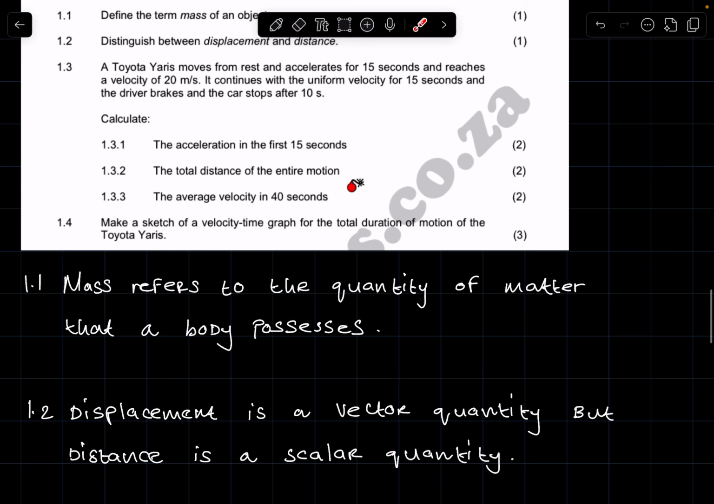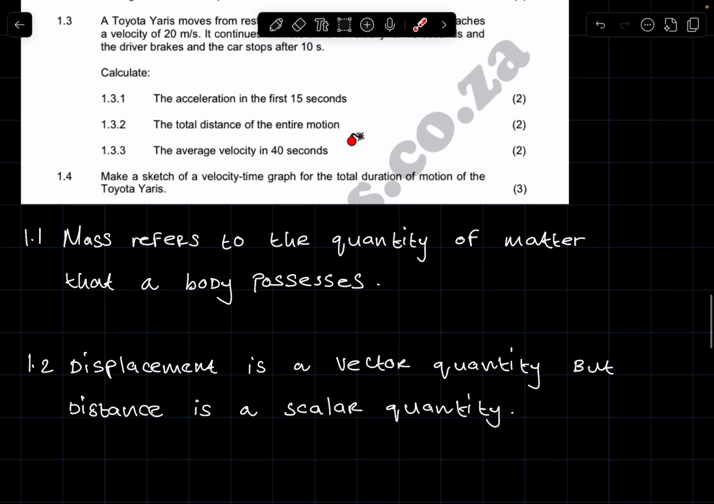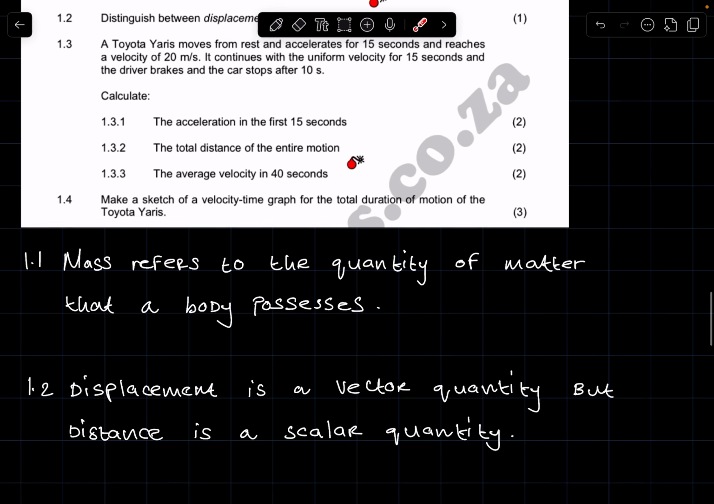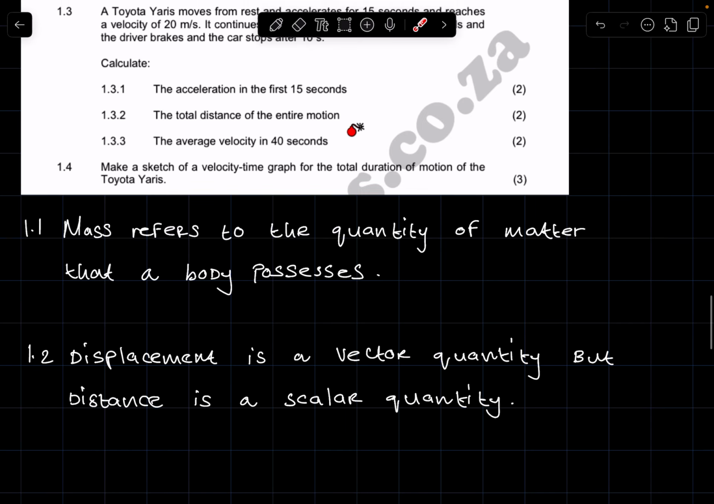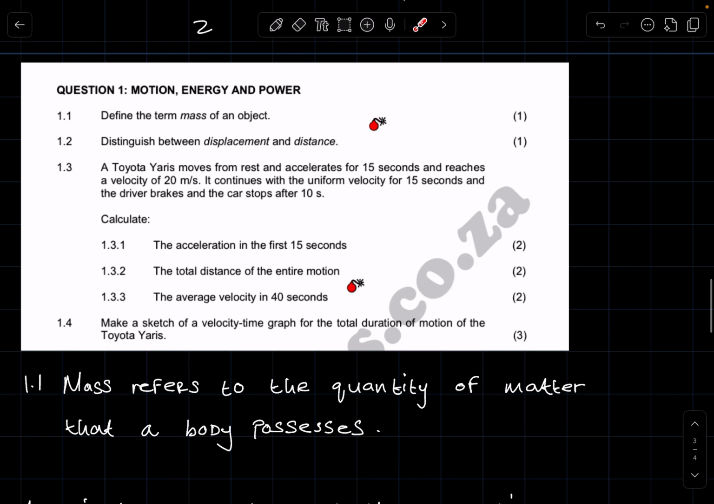So when distinguishing between the two, you simply state the fact that displacement is a vector, whereas distance is a scalar quantity. That is how you distinguish between the two. Now let's look at 1.3.